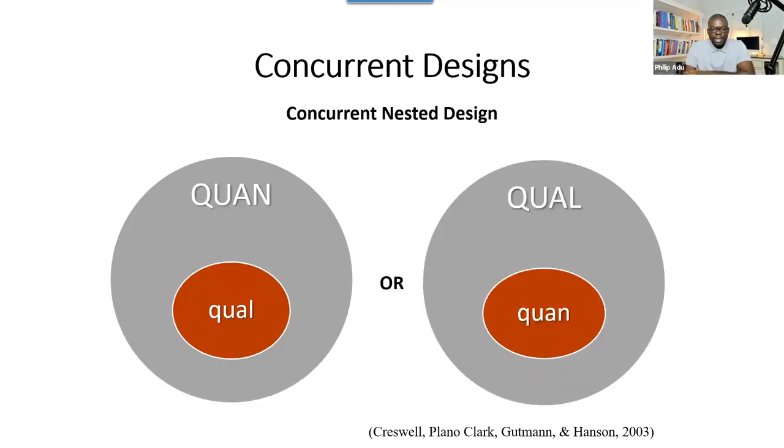The next one is concurrent nested design. Nested means that one approach is inside the dominant approach, but it's concurrent because they happen at the same time. We collect qualitative and quantitative data at the same time. So most of the time, if you are doing a study and you know that the quantitative or the qualitative approach is addressing the bulk part of the phenomenon that you are studying, but the second approach is playing a small role or addressing a little or an aspect of the phenomenon, then you can use a concurrent nested design.